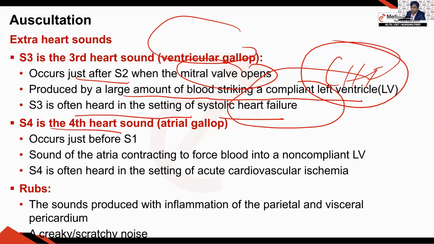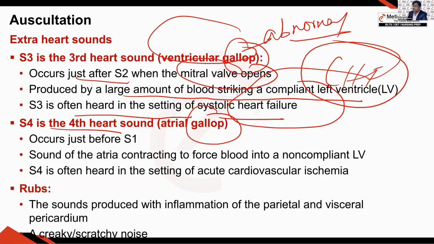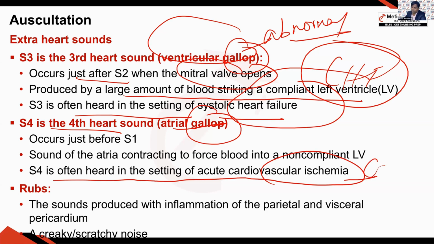S3 is often heard in systolic heart failure, that is left ventricle failure. S4 is the fourth heart sound, the atrial gallop. Gallop is an abnormal sound, an abnormal finding, so don't worry about this. Abnormal or extra sounds come under gallop sounds. Ventricular gallop is S3; S4 is just before S1, it's the atrial gallop. S4 is often heard in cardiovascular ischemia and also cardiomyopathy.